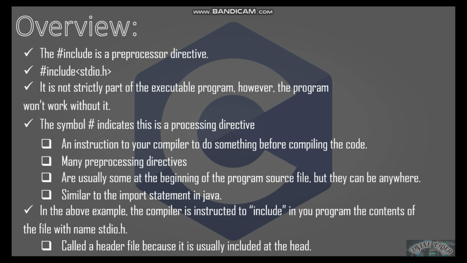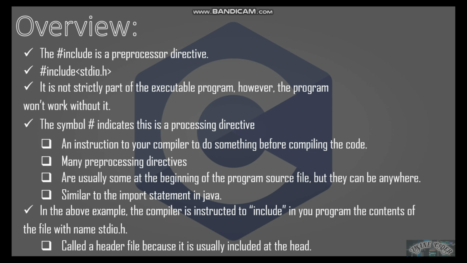And again, the example in our program was including something in these angle brackets. So we see this include keyword, and then we see this stdio.h. And so this is an example, and this is the one that we used in our first challenge. It is not strictly part of the executable program. However, the program won't work without it. We know it's a preprocessor directive. It doesn't really do much as far as how the program works. It's just telling the compiler before it runs, hey, we're doing something here with this include. And so if you don't have it there, the compiler is going to complain and throw errors.